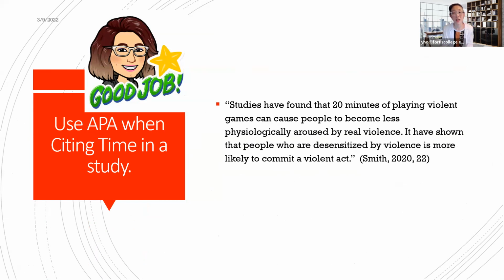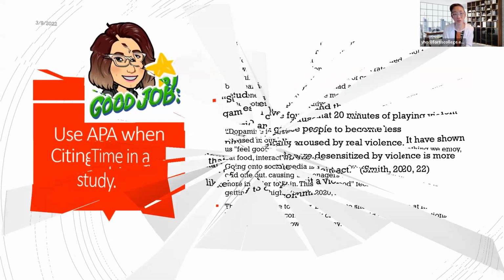And so here you would use an in-text citation when studies have found that 20 minutes of playing video games can cause people to become less psychologically aroused by real violence. And so people become desensitized. So here, since you're stating it takes 20 minutes of video games, how do you know that 20 minutes of video games makes you more violent? Well, obviously someone did research. That's why you have to cite the source.